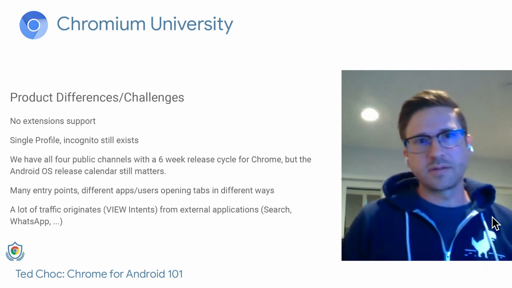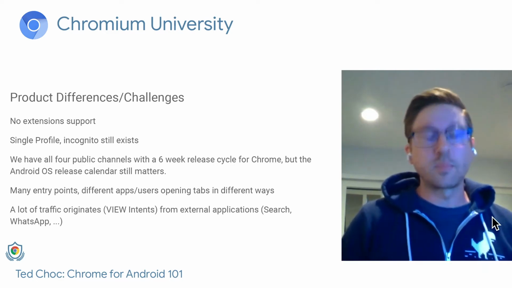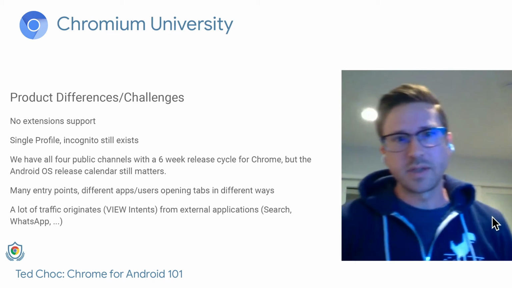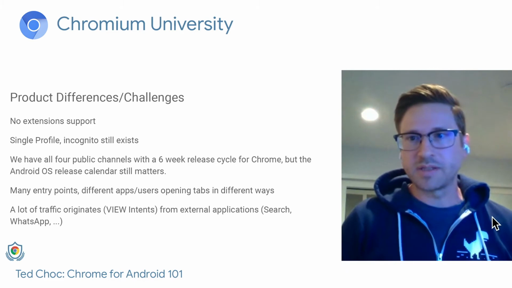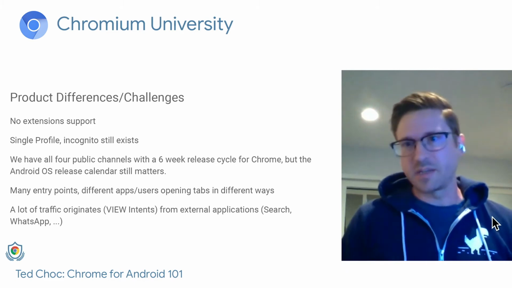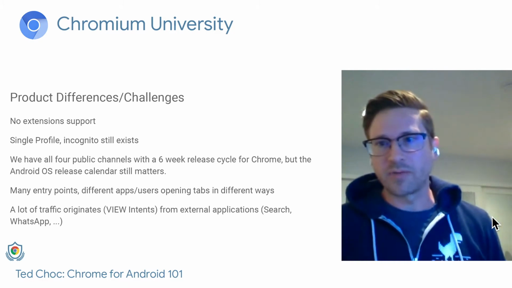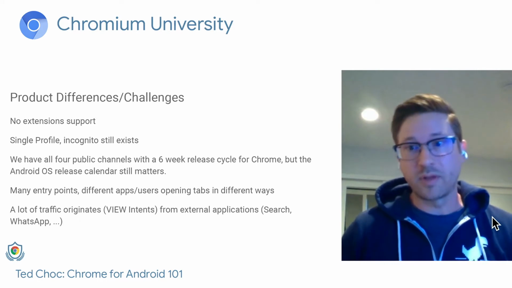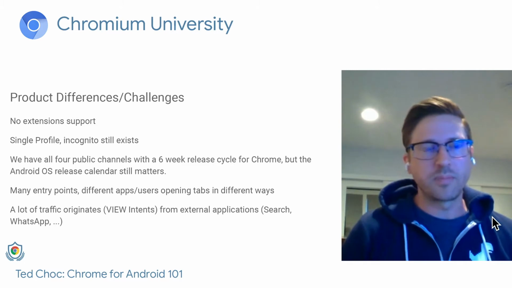In addition, there's some differences that Chrome for Android has versus the other Chrome ports. So we don't support extensions. We are a single profile, yet incognito still exists. We do have all 4 public release channels. So we have Canary, Dev, Beta, and Stable. And it's at a 6-week release cycle, which is what Chrome uses. But the Android OS calendar still really matters for us. We are a system app, so we need to make sure that we're installed and ready to go. So we often have to deal with that and juggle our own release schedule accordingly.